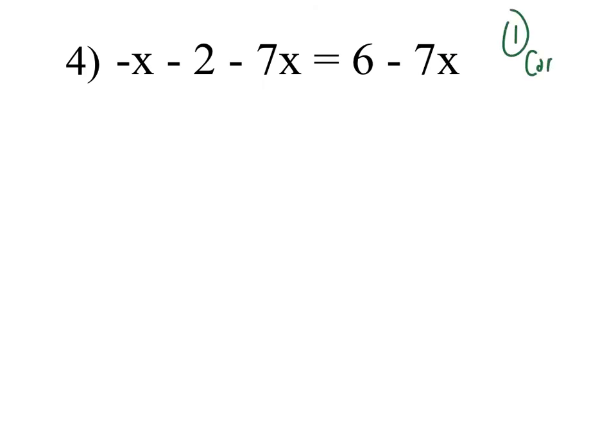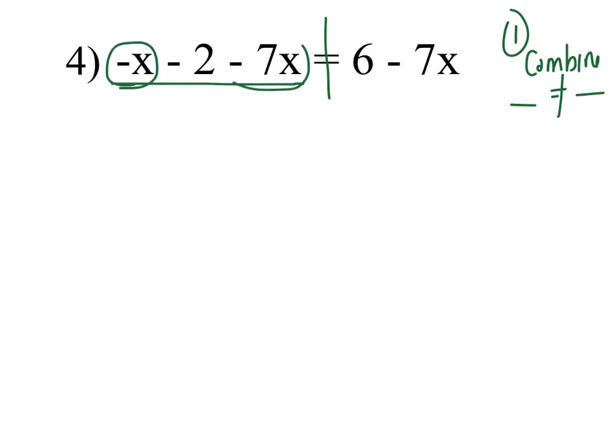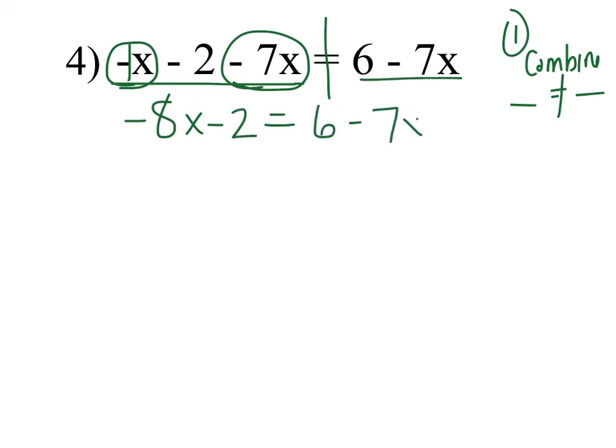Step 1, combine. So remember, on either side of the equal sign, do not cross the equal sign. Then we combine on this side of the equal sign. So we have like terms here and here. So we're going to combine those two. Signs don't change. It's -1 minus 7. So that's -8x minus 2. Nothing over here to combine, so that stays the same.